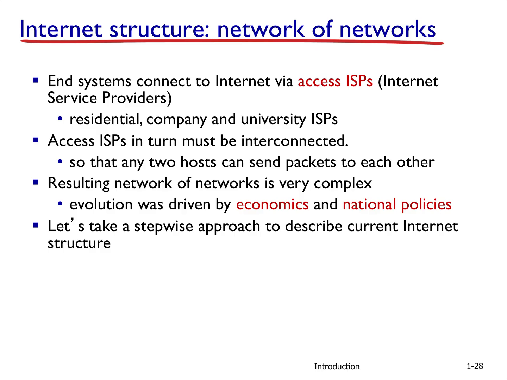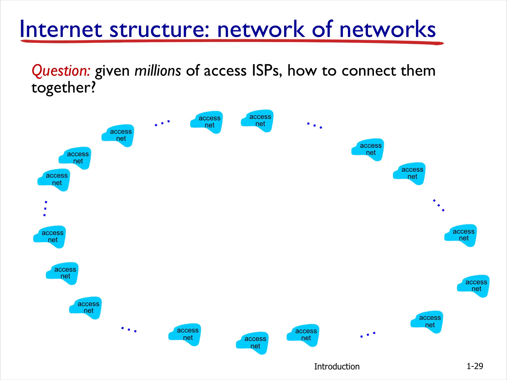So the reason why it evolved in not a very steady way, or was not designed from scratch to be exactly like what we see today, is that it was an evolution process, pushed by economic and political factors or national policies, okay? That's just philosophical. Okay, given millions of access ISPs, how to connect them?